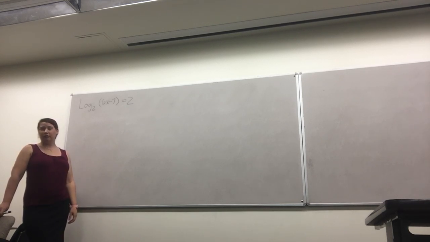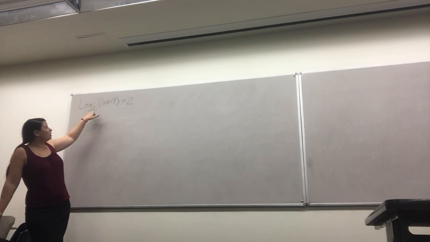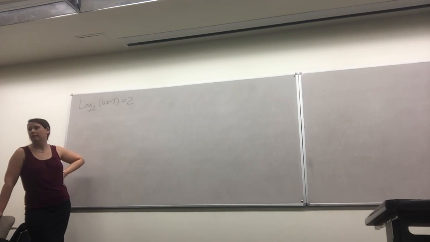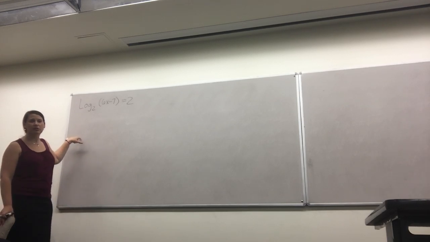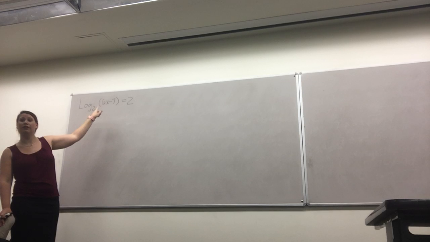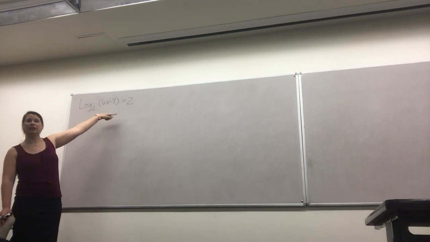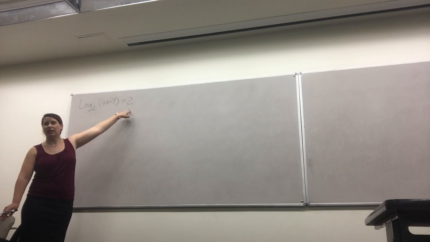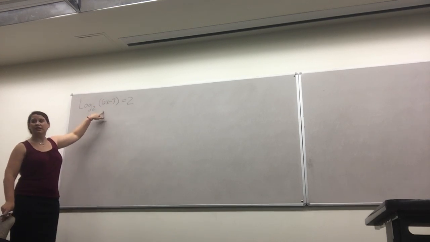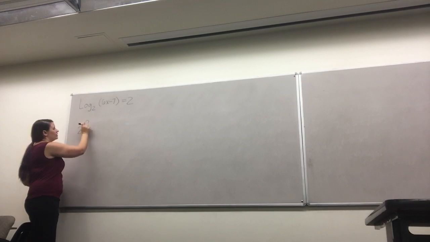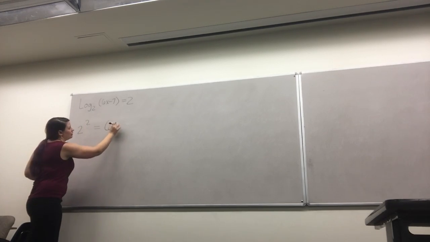So the first way, we have a logarithm. How could we change this into an exponential function? Base to the, which one? This side or that side? This side. So base to the answer equals the inside, right? So that's one way. Base to the answer equals the inside.